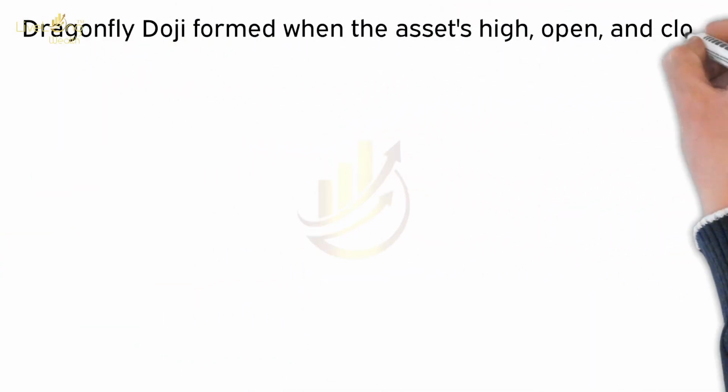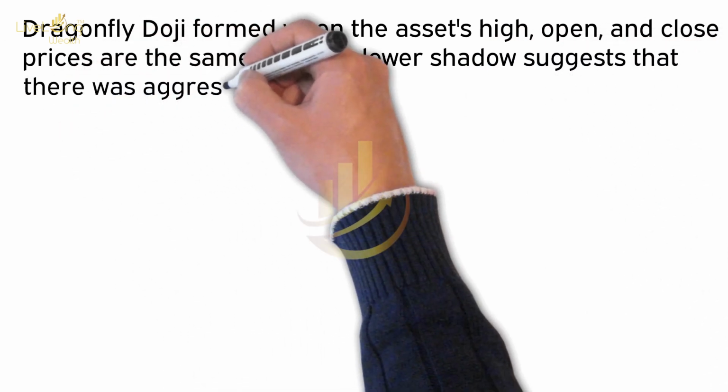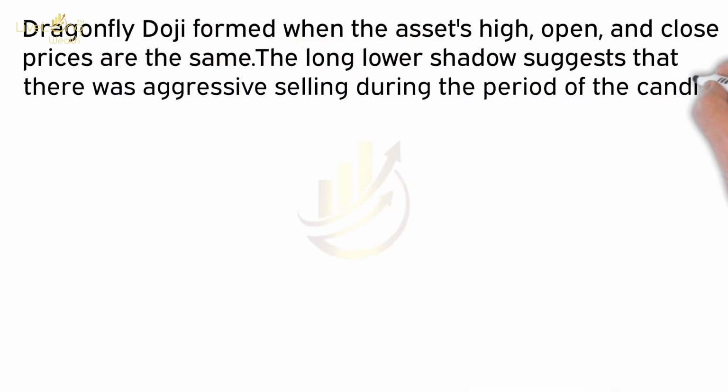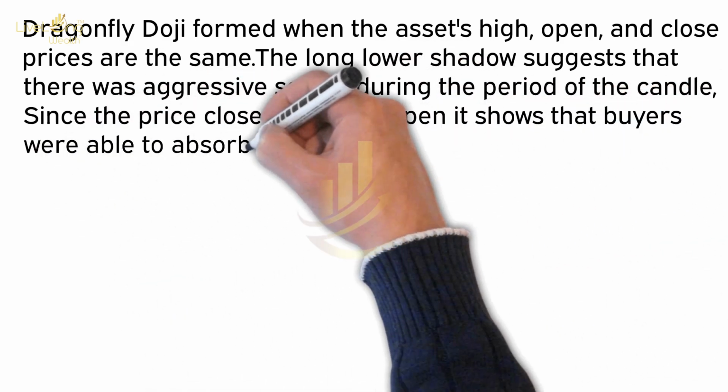A Dragonfly Doji forms when the asset's high, open, and close prices are the same. The long lower shadow suggests that there was aggressive selling during the period of the candle. Since the price closed near the open, it shows that buyers were able to absorb the selling and push the price back up.